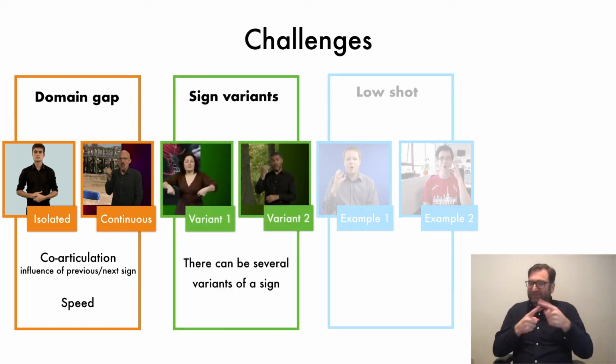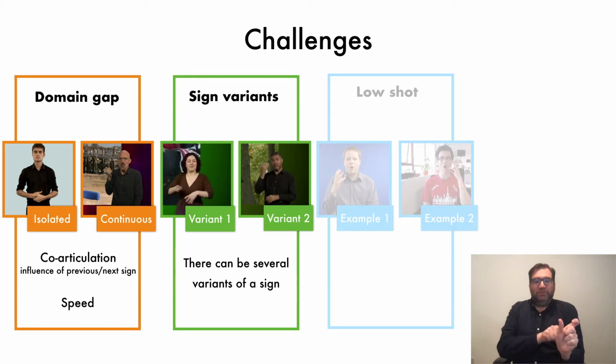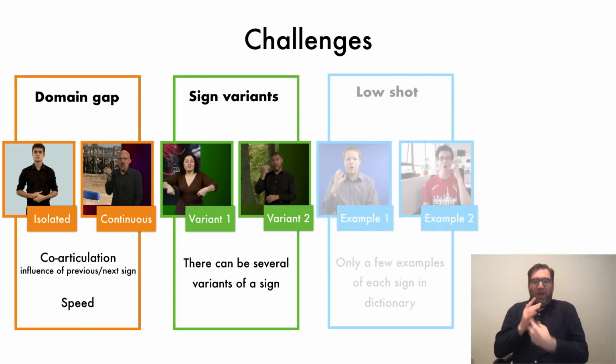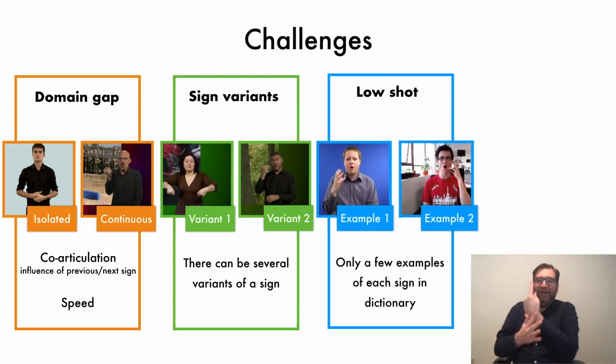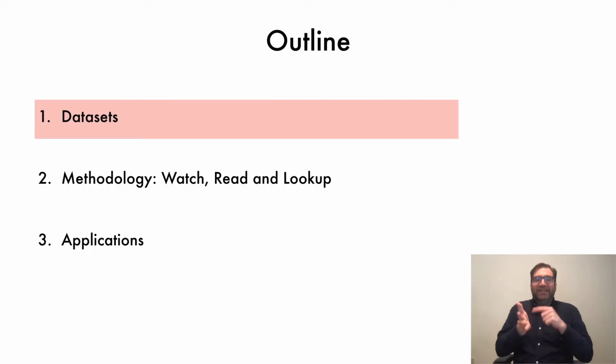Secondly, there can be multiple sign variants corresponding to a single English concept, in this case, the sign before. Finally, dictionaries only possess one or a few examples of each sign. For instance, the sign orange has only 2 examples. So learning must be low-shot. We will first introduce the datasets, then how we solve the problem, and finally show some applications.